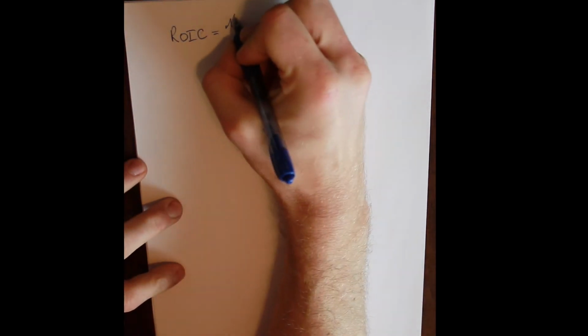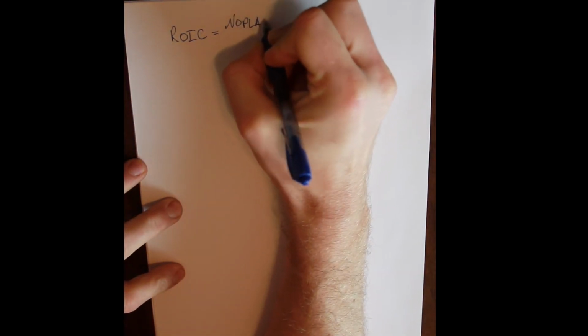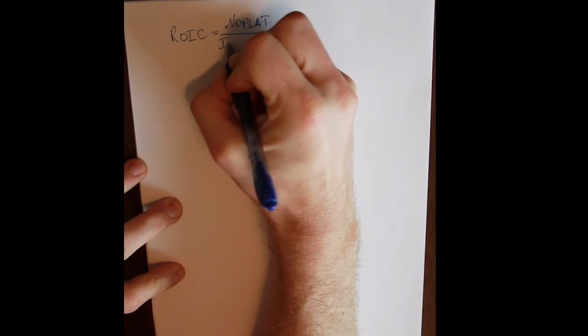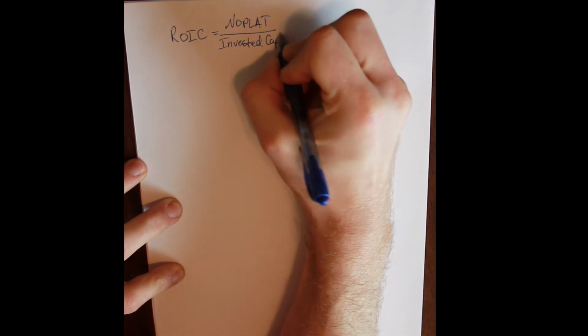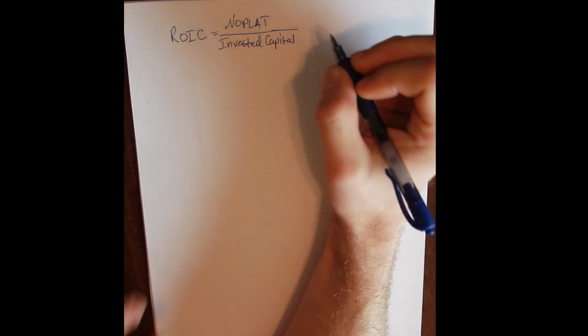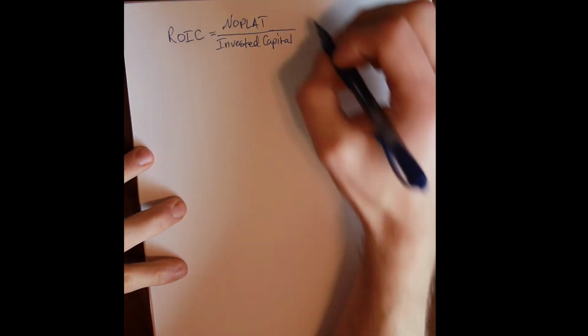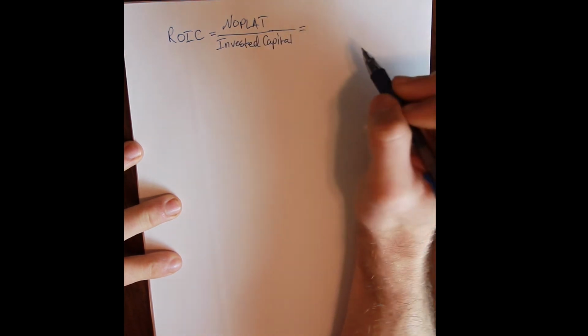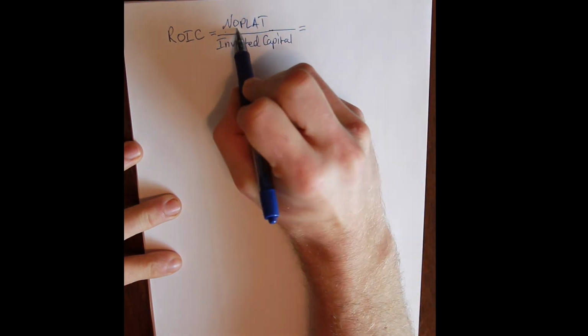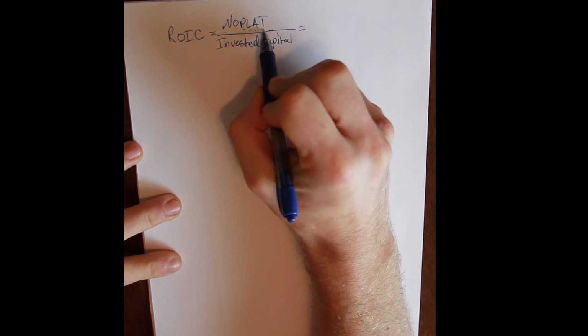That's NOPLAT divided by invested capital, where NOPLAT is equal to net operating profit less adjusted taxes, and invested capital is simply the sum of all the operating assets minus the operating liabilities for the firm. Now we can rewrite this just slightly by, instead of writing NOPLAT, let's write what NOPLAT actually stands for, which is net operating profit less adjusted taxes.